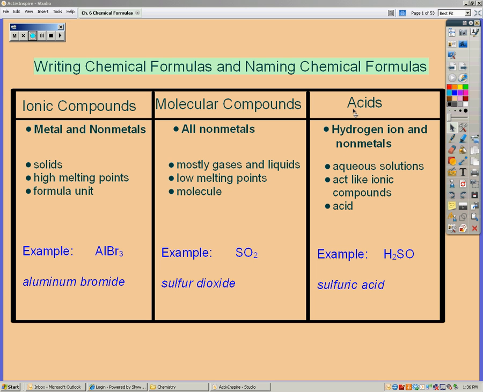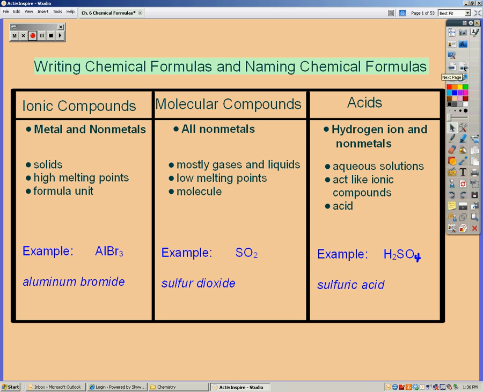And then acids are identified by the fact that they have a hydrogen first. So if you look at the example, H2SO4, that is sulfuric acid, and it's named accordingly because it has a hydrogen first, and then nonmetals to follow.